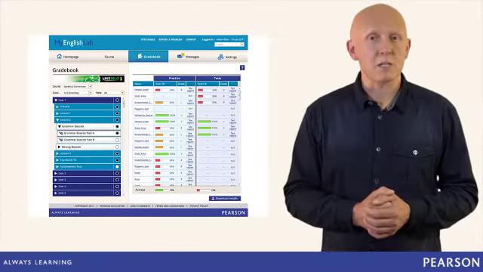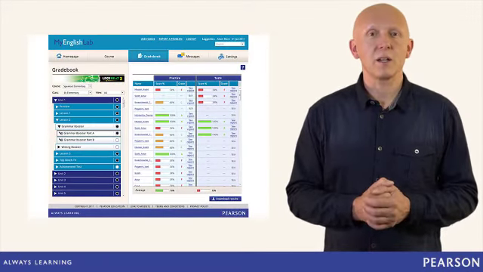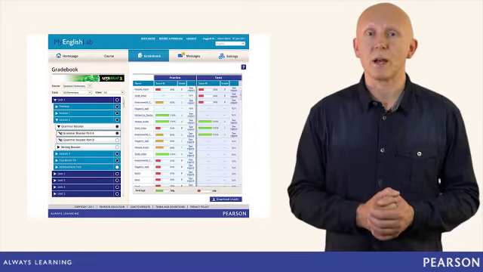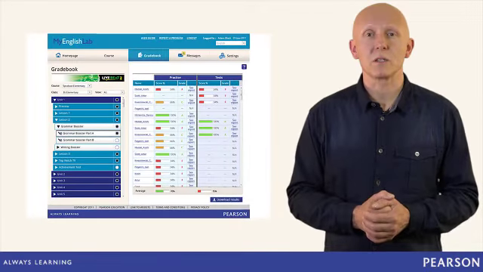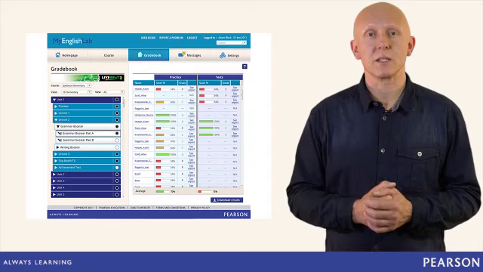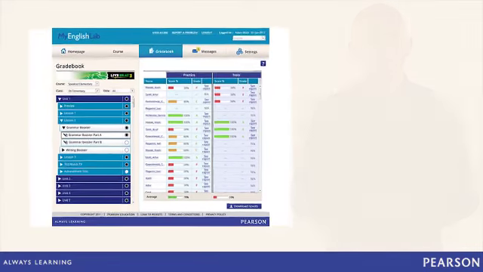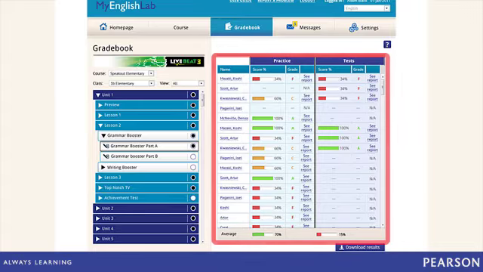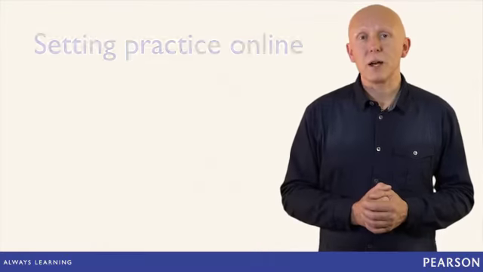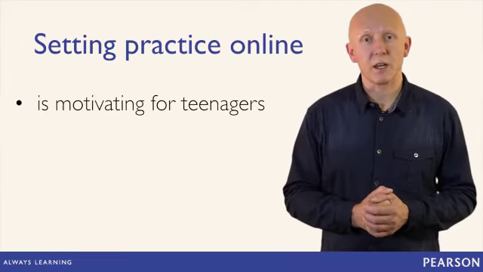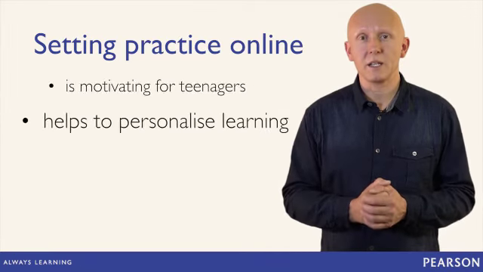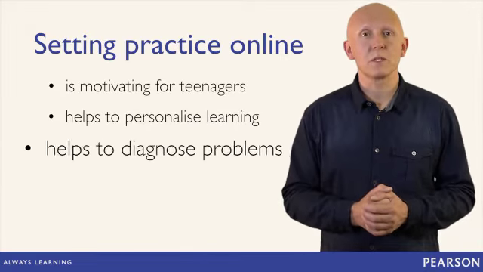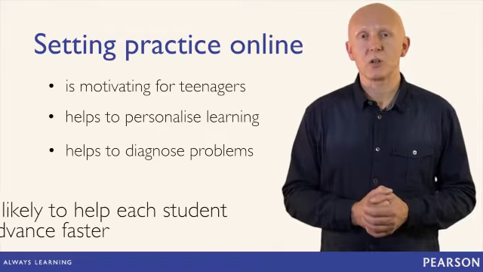With a learning management system, teachers can set online assignments for students, like interactive grammar and vocabulary quizzes, web quests, and writing tasks. For teachers, the biggest advantage of using a learning management system is how it shows student engagement and progress and makes it possible to analyze errors. Setting practice online is motivating for teenagers, helps personalize learning, diagnose problems, and is likely to help each student advance faster.